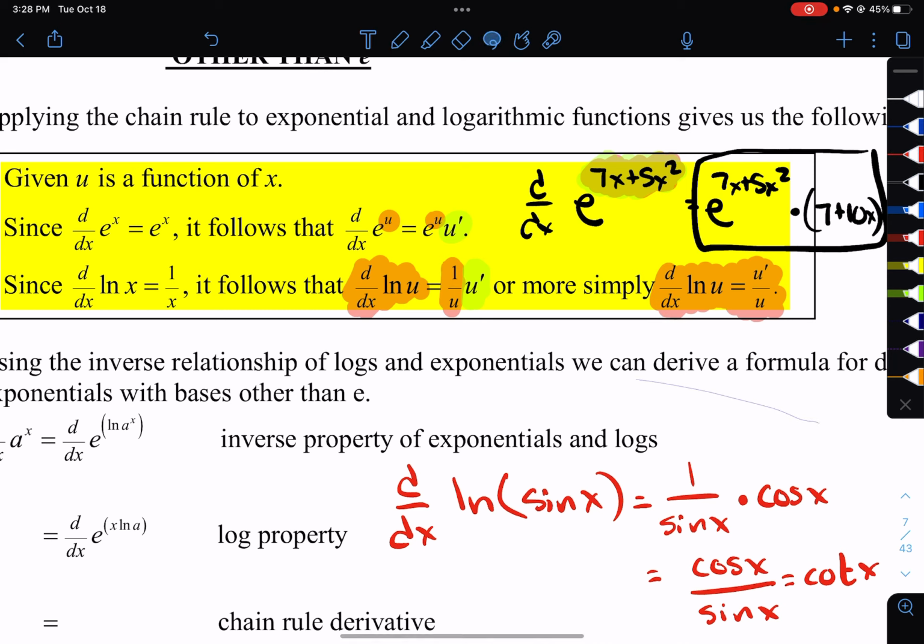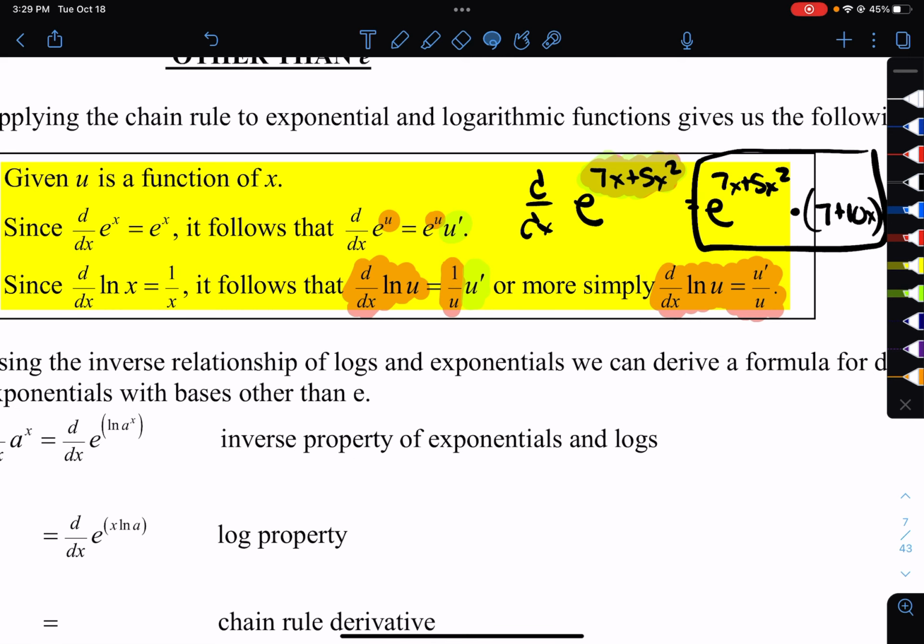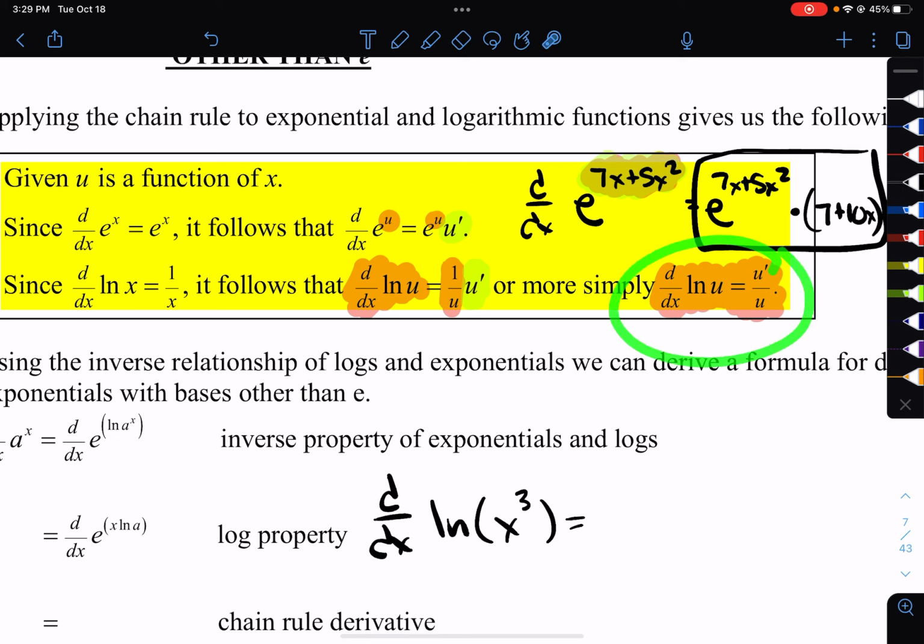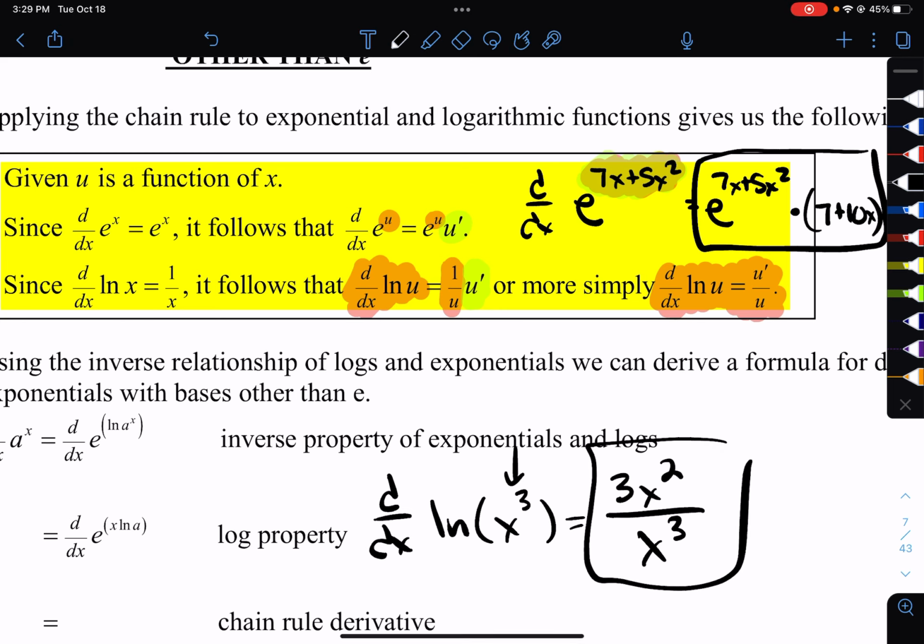Maybe we'll do one more that looks similar to that one. Let's do the derivative of the natural log of x cubed. Well, my formula tells me that on top should be the derivative of u. Well, there's u right there. So on top is going to be 3x squared, because that's the derivative of u. On the bottom is just going to be the regular u, x cubed. And I'm done. 3x squared over x cubed.